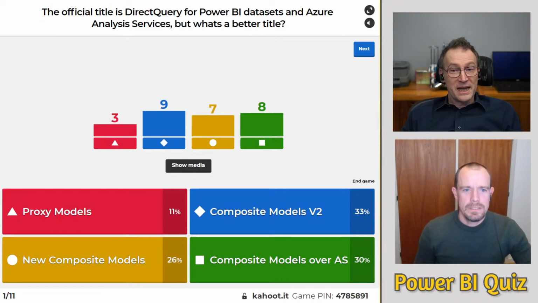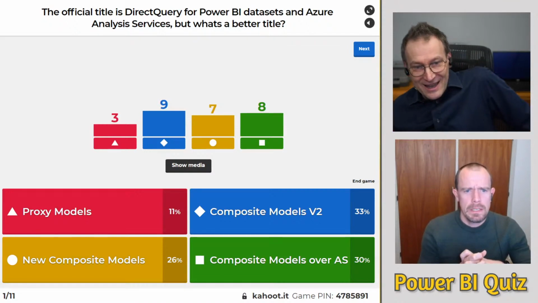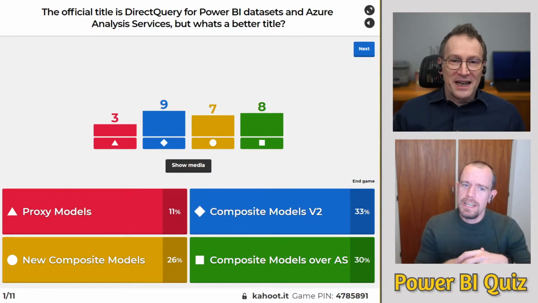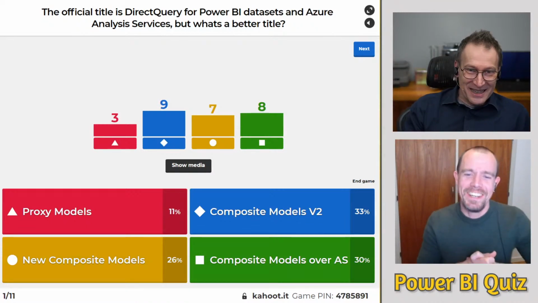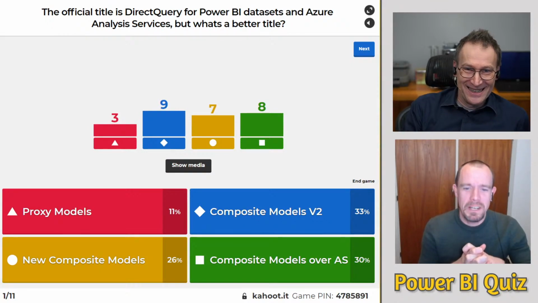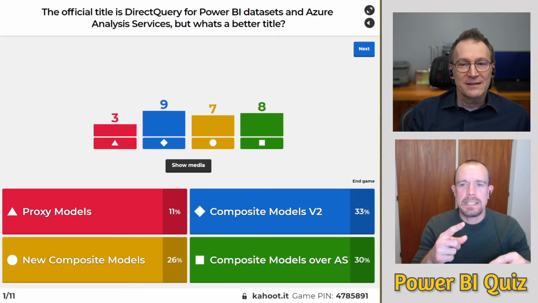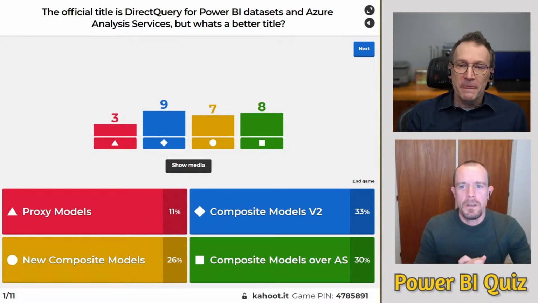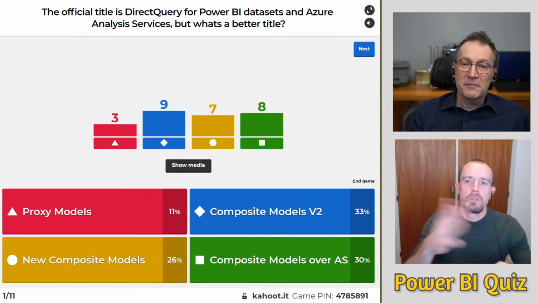So should we stay silent while they choose, or can we disturb them? We can, and it's actually pretty even. My favorite is proxy models, and it's only getting 3. But composite model wins. So we also had a discussion on this earlier, and actually Alberto's favorite is just composite models plain, and then we should rename the old.